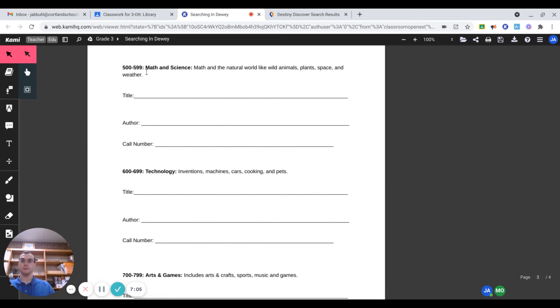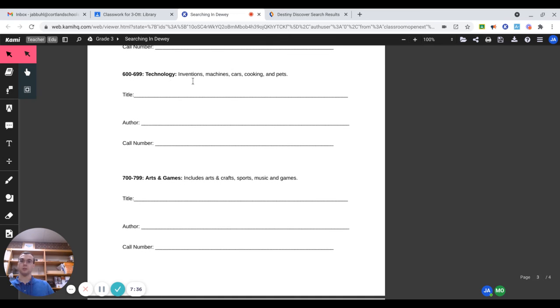All right, our next one is math and science. So this is math and things about the natural world, such as wild plants or animals, space, and weather. So we have a number of things we can search from here, things like animals, plants, space, or maybe you could think about a certain type of animal, or maybe something about space. See if you can find a book with a call number that starts with a number 5. Then write down the title, author, and call number of those things.